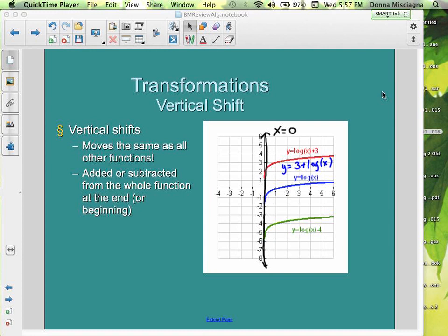So vertical shifts, mostly the same as all other functions. The log is no different. You add or subtract from the whole function, it moves it up and down. It can be at the end or the beginning.